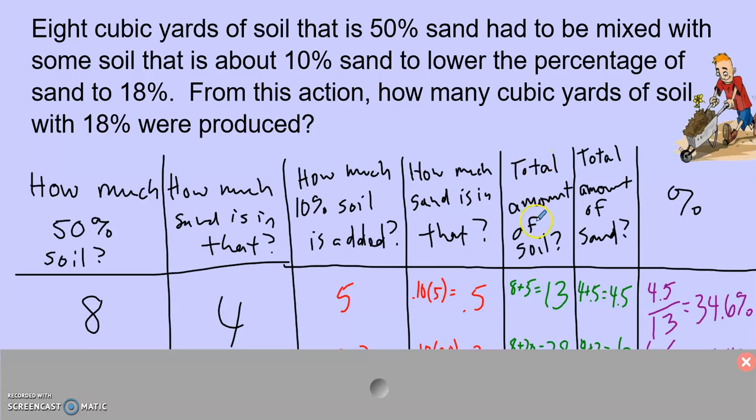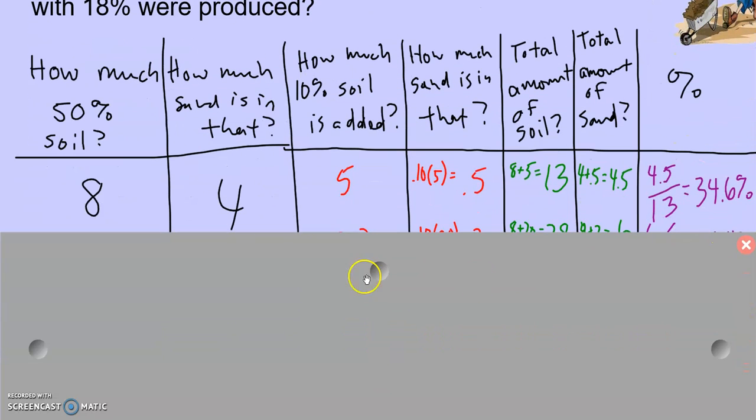And then I say, okay, how much soil do I now have? I add these two amounts together. So this 8 plus this 5 for a total of 13. And then how much of that soil is sand? Total amount of sand? Well, there were 4 cubic yards of sand and half a cubic yard of sand for a total of 4.5. 4 plus 0.5. And then what percent of that soil is then sand? So it's just 4.5 over 13, which is 34.6%. And that is obviously much too high because I'm trying to make an 18% mixture. So I need to add more 10% soil.